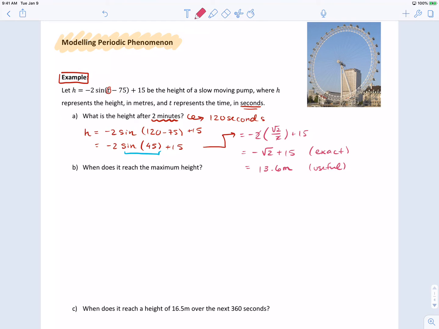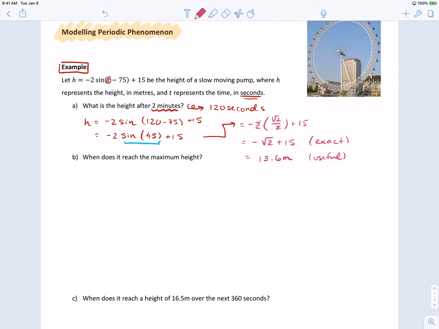When the question is asking when, so finding the time, it reaches the maximum height. Remember that maximum height occurs when we're at our midline, which is 15, and we go up the amplitude, which is 2. Now that I know my maximum is 17, I set my equation, my height, equal to 17, and the entire goal now is to solve for the t inside the bracket. So this is an algebraic approach to solving for a specific height.